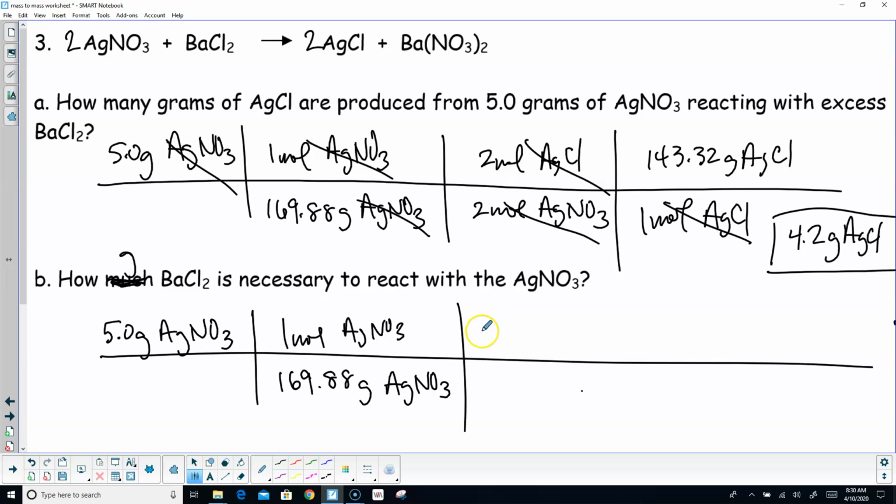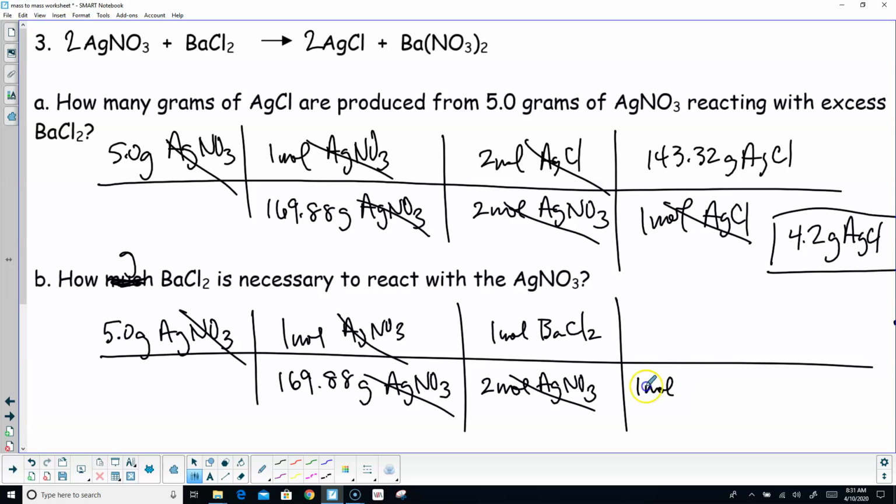And let's see, now I know moles. Now that I know moles of silver nitrate, I can convert that to barium chloride moles. Mole ratio, 2 moles of silver nitrate is 1 mole of barium chloride according to the balanced formula. Moles cancel. Finally, molar mass of barium chloride. For every 1 mole of barium chloride, it weighs 208.23 grams. Moles cancel. 5 times 208 divided by 169 divided by 2. When you do that with sig figs, 3.1 grams of barium chloride.